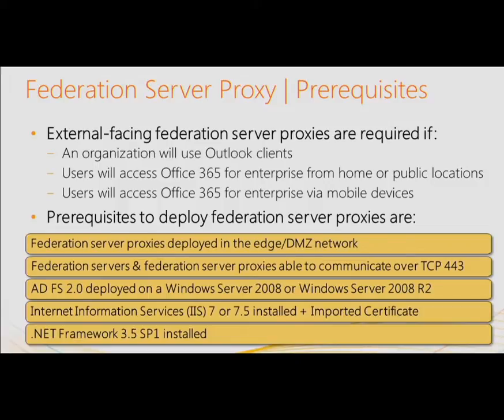We need to install again IIS 7 or 7.5 on our server, and we will need to export and import the same certificate that we created for the internal federation server farm. So we will reuse the same certificate internally and externally. Makes sense? Certificate reuse is important. So from a security perspective, it's SSL communication with port 443 that we enable.